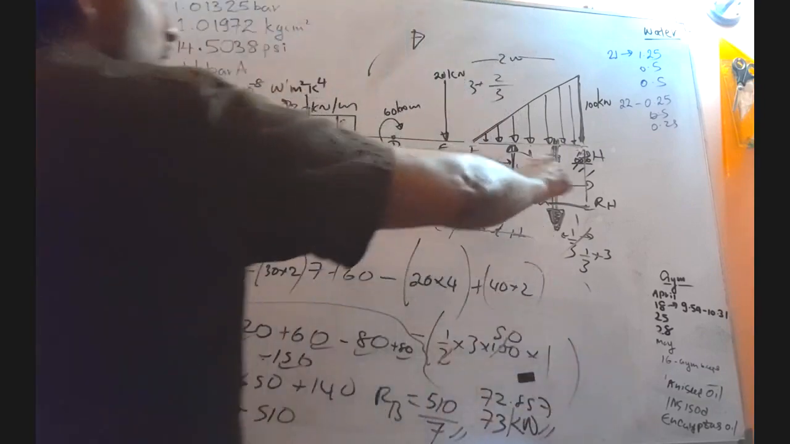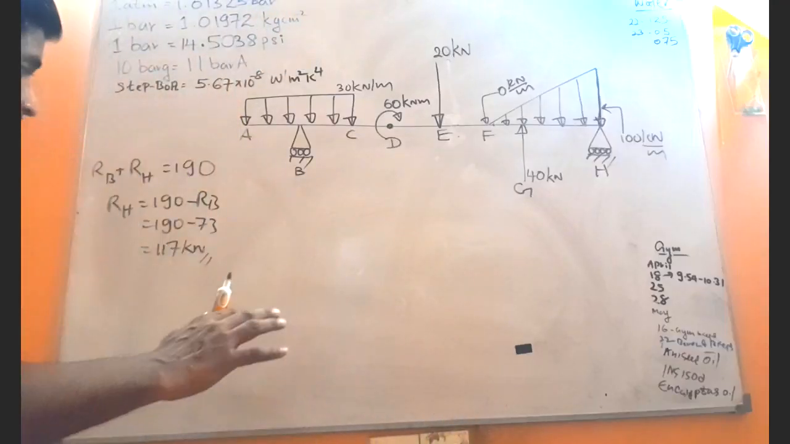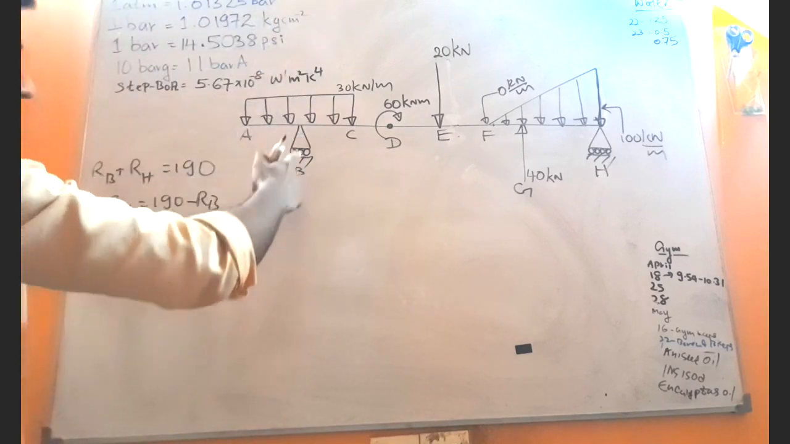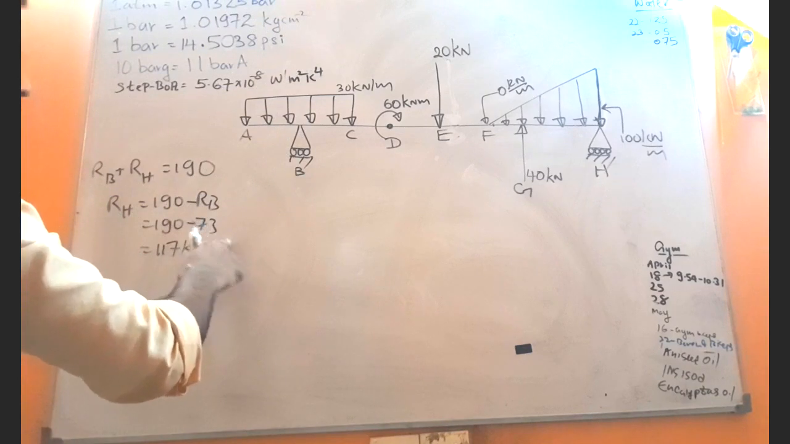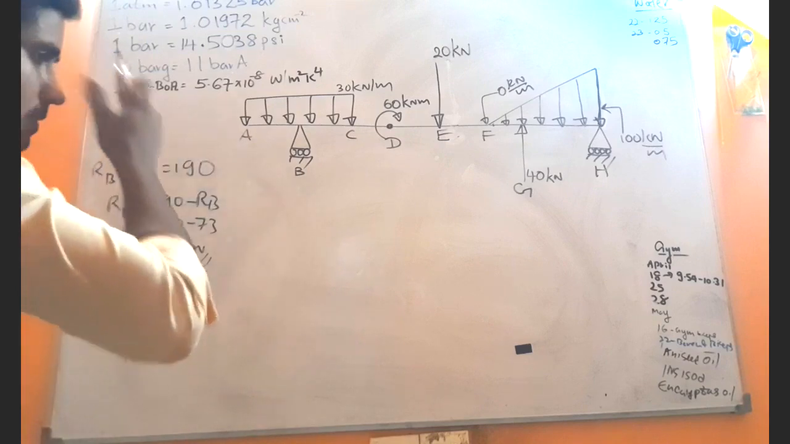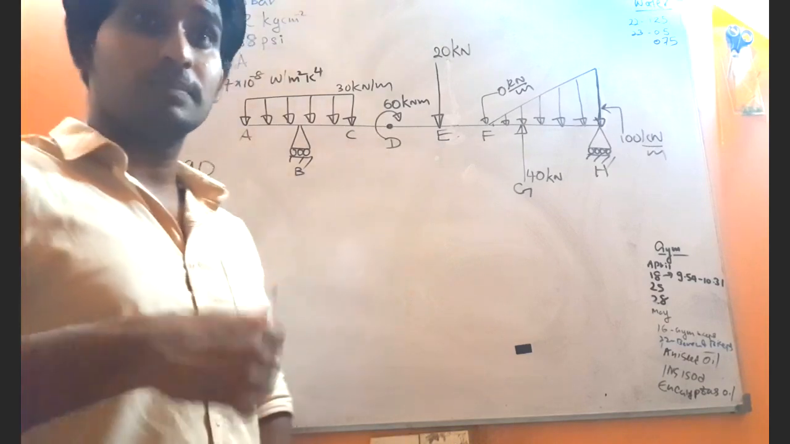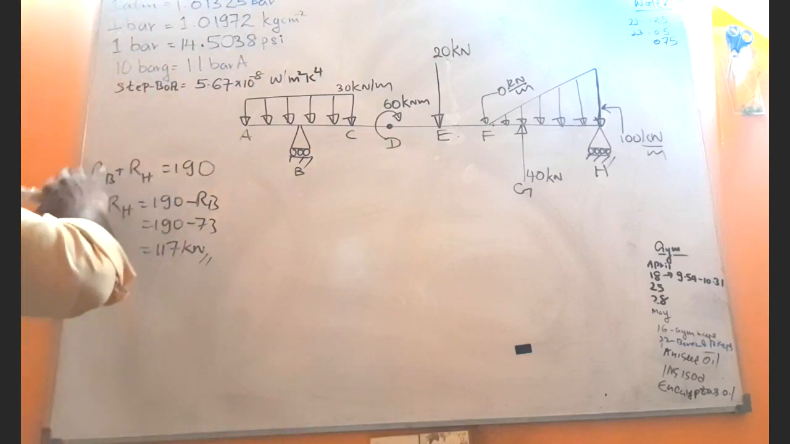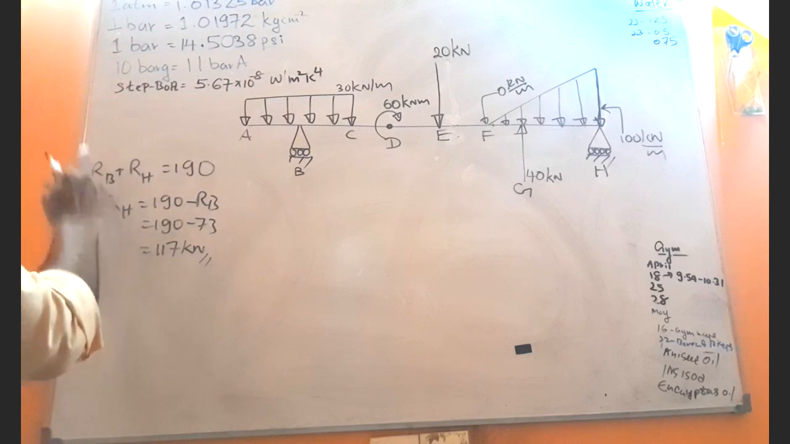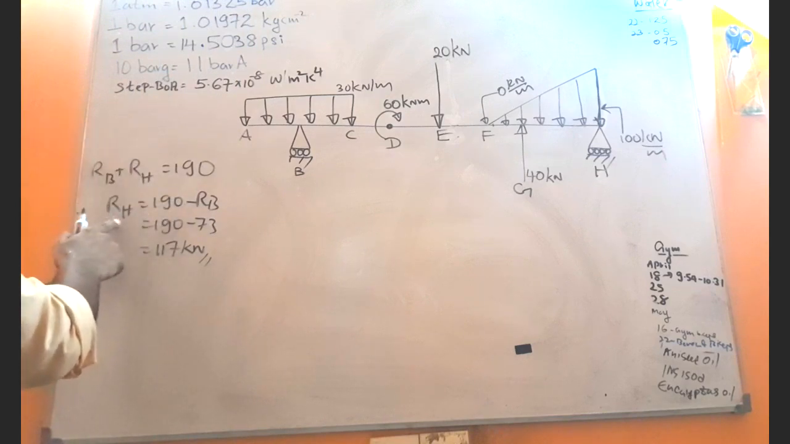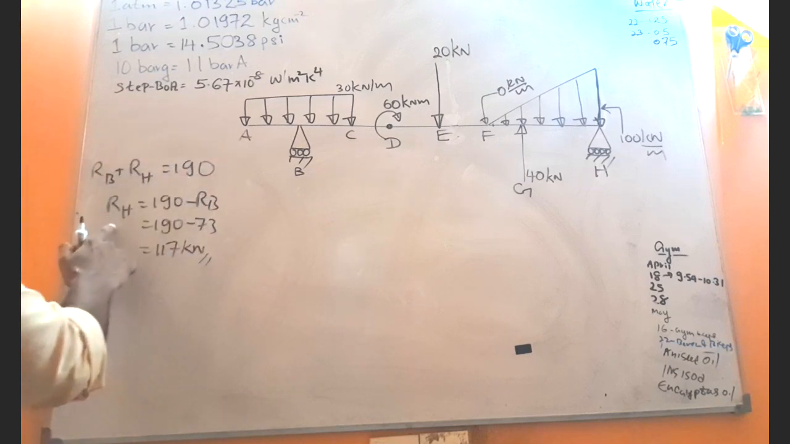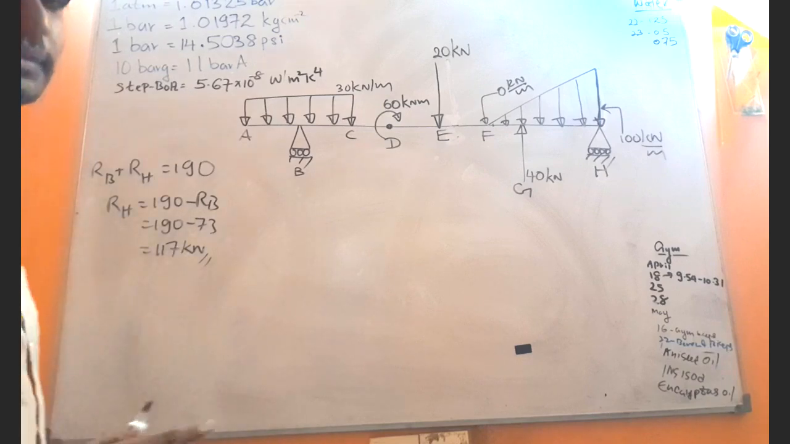Now be very careful. We have calculated that the reaction RB over here is 73 kilonewtons. And we already know from the equation for the vertical equilibrium that RB plus RH equals 190. So then RH equals 190 minus RB, and RB we have calculated. So what is the value of RH? That is 117 kilonewtons.